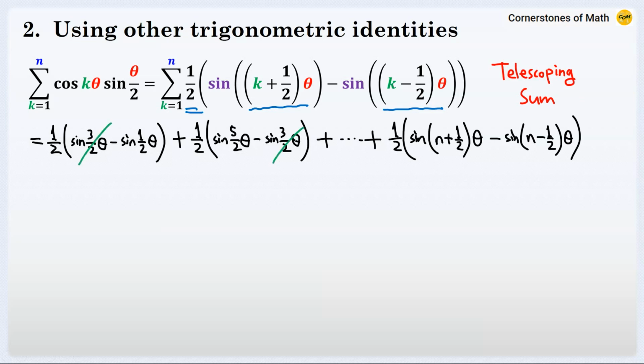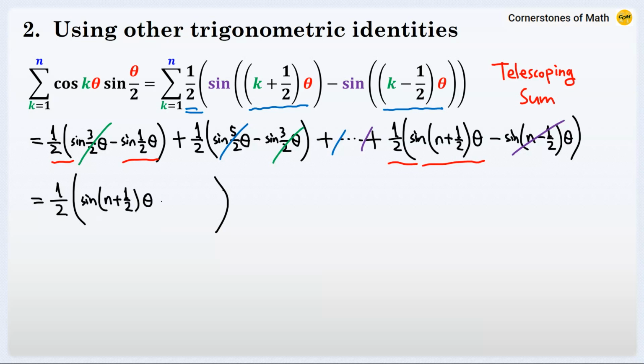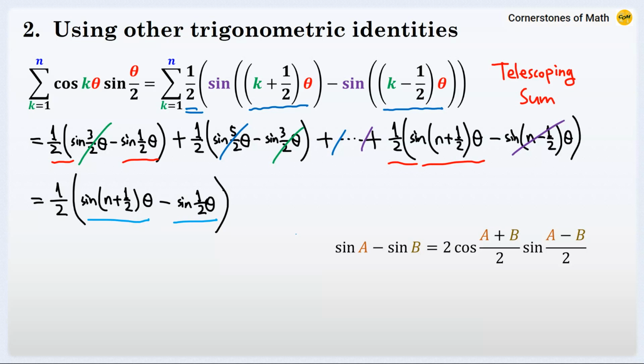So this and this cancel out, and this will cancel out, and in the end this term cancels out. So we have this minus this, so we have 1/2 sine (n plus 1/2) theta minus sine 1/2 theta. And here we have sine minus sine, so let us apply this sum to product formula.